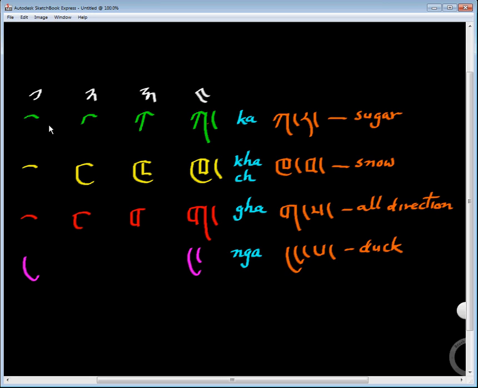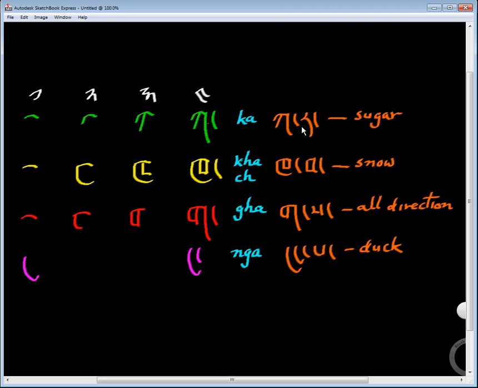And then these are the steps to write the first letter ka, and then the steps to write the letter nga. So it's ka, ka, ka, nga.